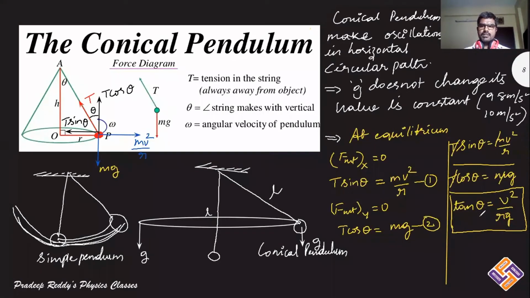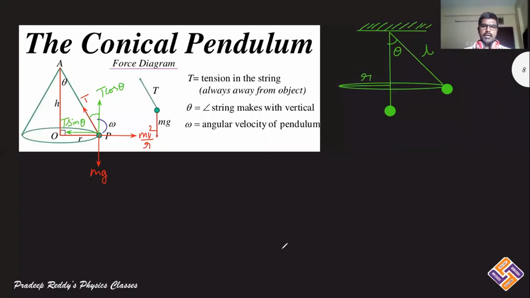After finding out the theta value, you can substitute theta in equation 1 or equation 2 so that you can find out the tension in the string of this conical pendulum. Students, we already have got equations for tension in the string. That is what we will be writing here.